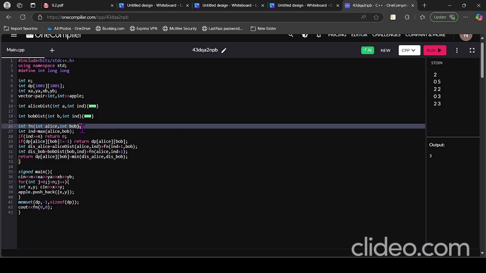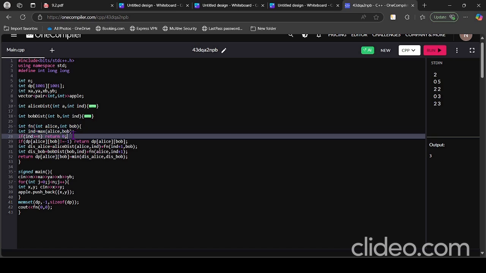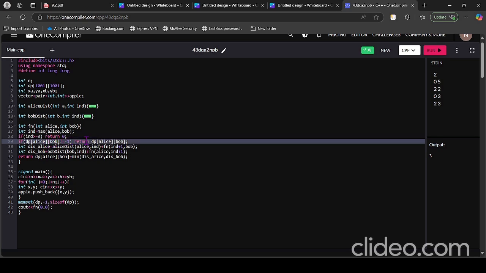And coming to the function, as we discussed, the index of the apple that we are going to collect from now is the maximum of Alice and Bob. So int ind is equal to max of Alice and Bob. And if we have collected all the apples, so if index is greater than or equal to n, there are no apples to collect now. So return 0 as we have completed the given task. And if dp of the state is not -1, this is already pre-computed earlier, so we can just return this.